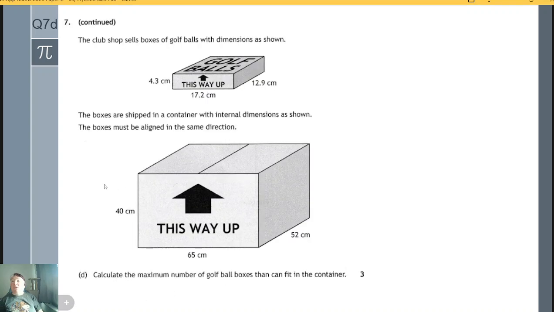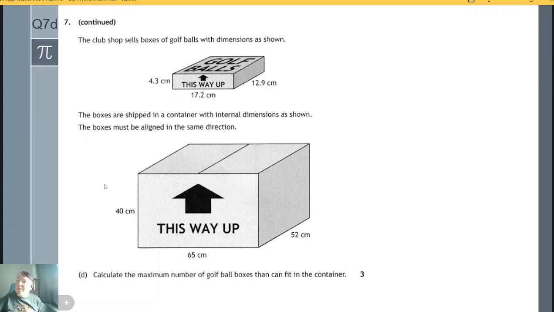Right. The golf club. The club shop sells boxes of golf balls with dimensions as shown. The boxes are shipped in a container with internal dimensions as shown. The boxes must be aligned in the same direction. And we're told this way up as well, so we know our maximum for our height won't be changing. Calculate the maximum number of golf balls that can fit in the container.